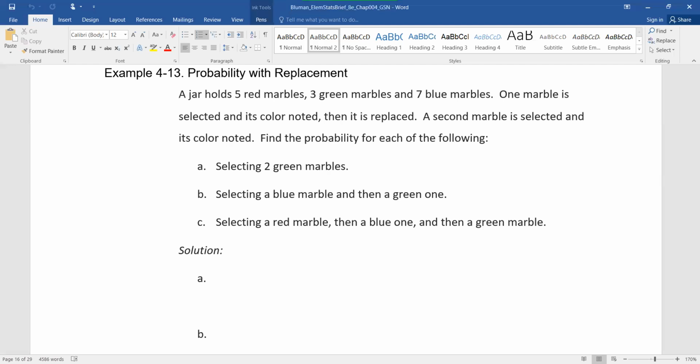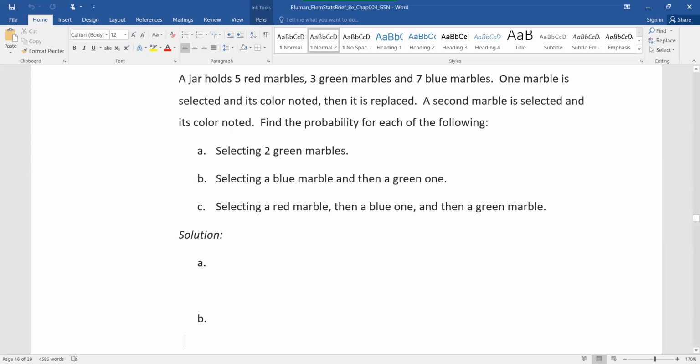All right, so the probability with replacement. A jar holds 5 red marbles, 3 green marbles, and 7 blue marbles. One marble is selected and its color noted. Then it is replaced. Is this an independent event? Yes, because we're replacing it. So the second event is not affected by what the first event was. So again, a second marble is then selected and its color noted. Find the probability of each of the following happening.